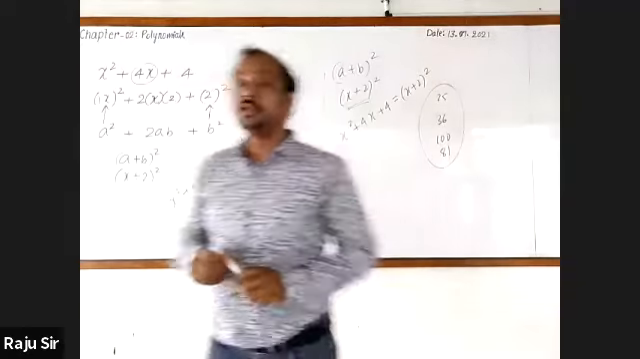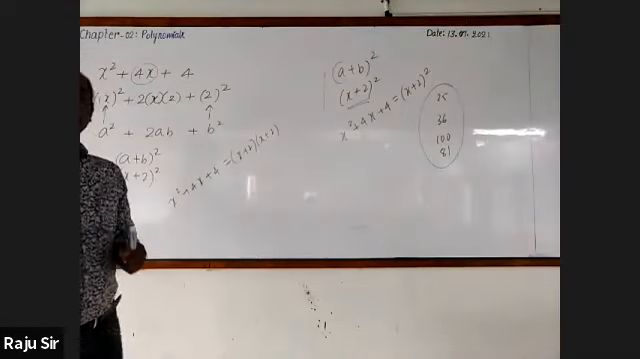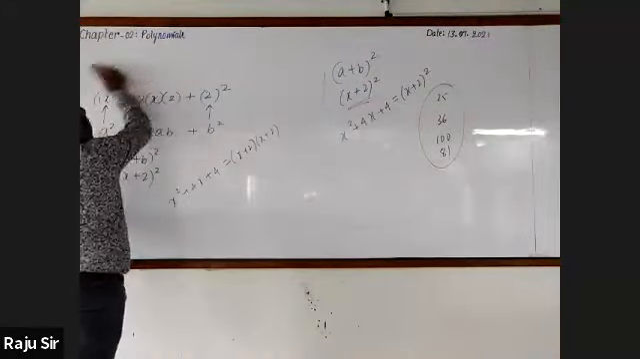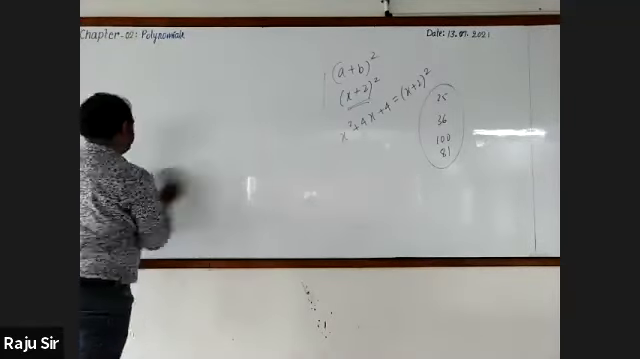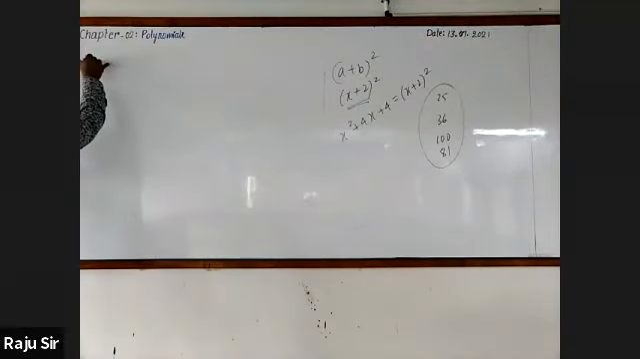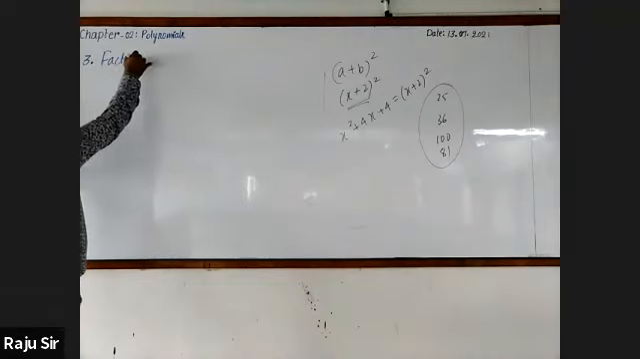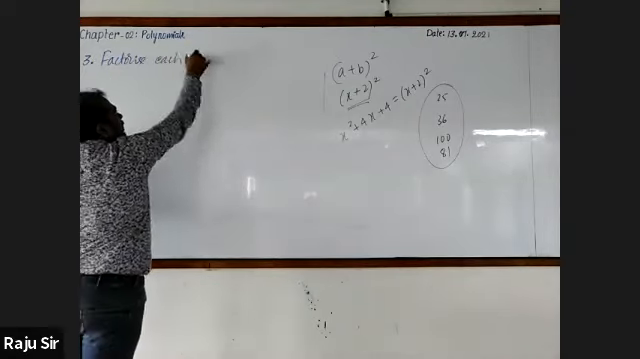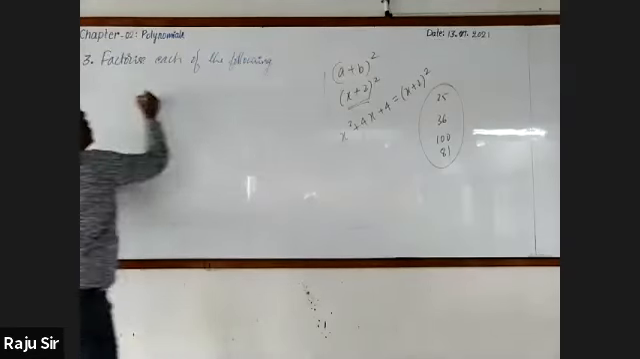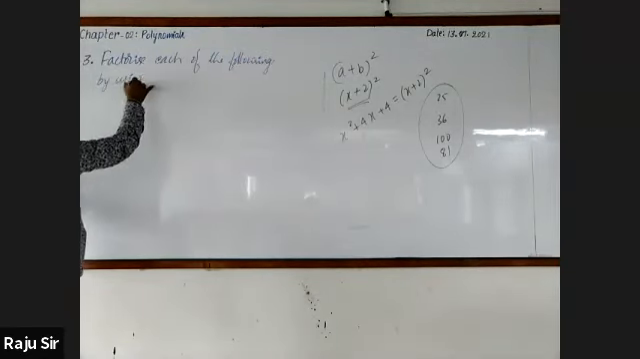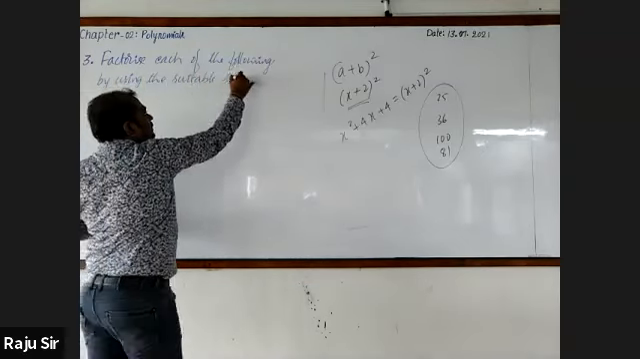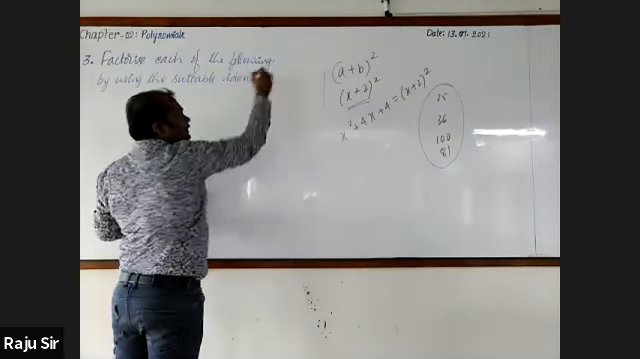So now you write the third question as: factorize each of the following by using suitable identities.